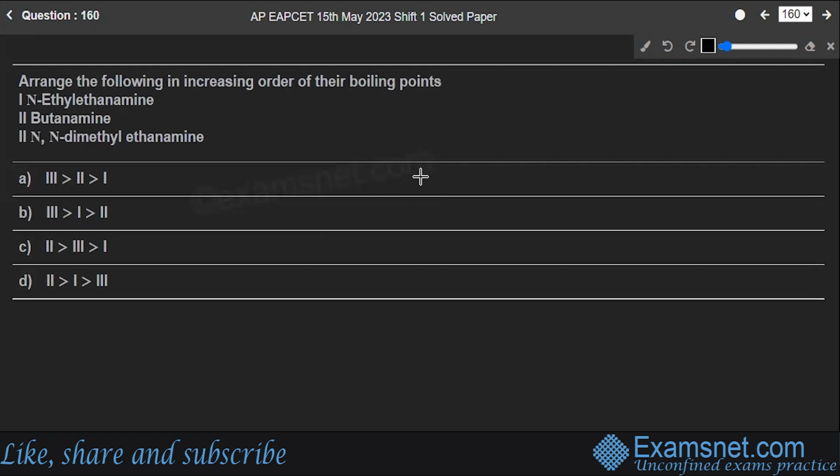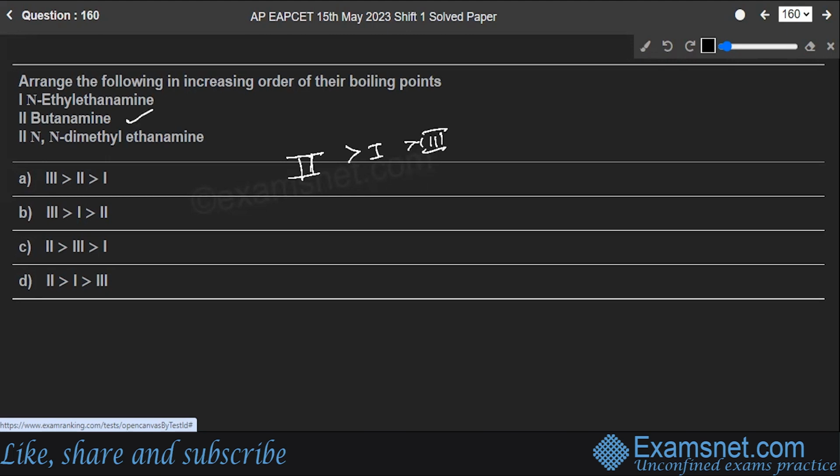Arrange the following in increasing order of their boiling points. First of all, you have N-ethyl ethanamine and butanamine. Then you have N,N-dimethyl ethanamine. See, as the number of hydrogen atoms on a nitrogen atom decreases, the extent of hydrogen bonding also decreases. Due to this, boiling point of the compound decreases. Thus, the correct order will be: the very first one will be the second option, then the first, and then the third.